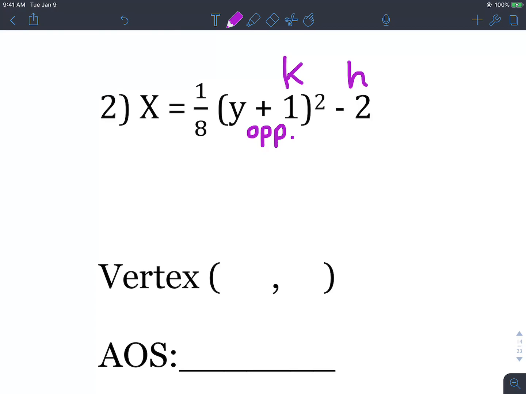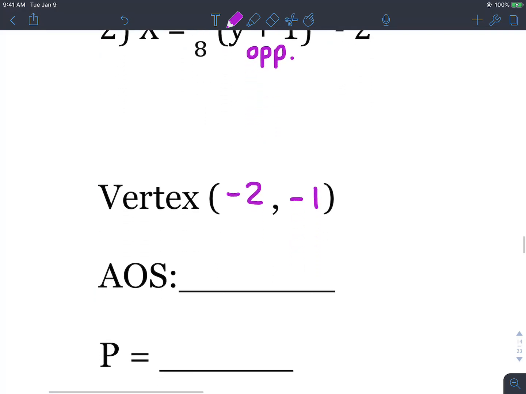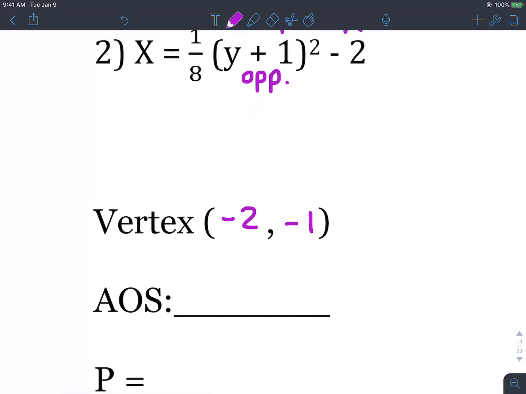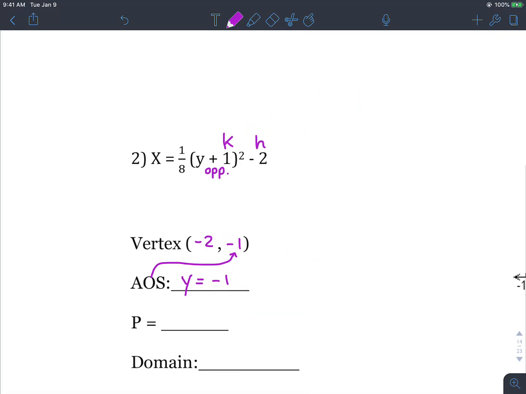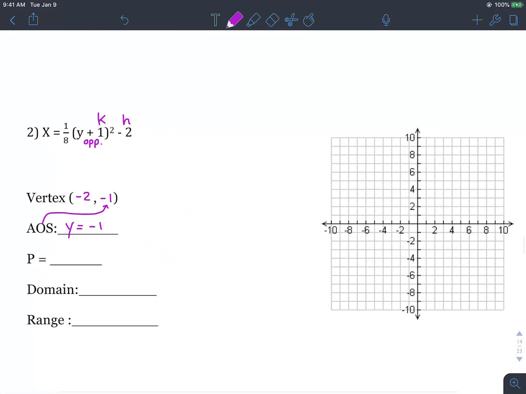So whatever that is right there, that's apparently going to be negative 1. That's where that piece of the vertex is going to be. And then the h was negative 2 on the outside. So opposite sign inside of your parentheses. Okay, now since it's an x equals graph right here, that means your axis of symmetry is going to be a y equals line. And it's going to be tied to this piece right here, y equals apparently negative 1. It's going to go through your vertex. Just make sure it's a horizontal line through your vertex.